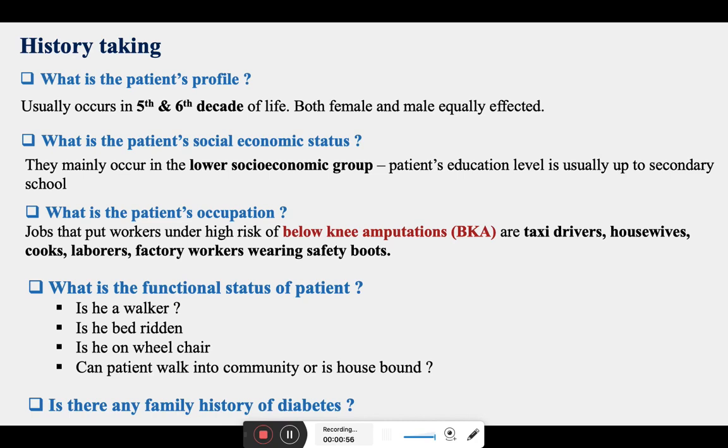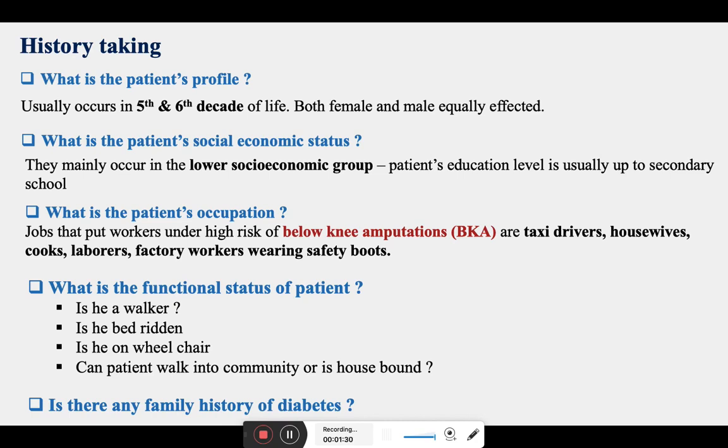Now, we know that diabetic foot ulcers are more common in the fifth and sixth decade of life. Males and females are equally affected. Patients who belong to low socioeconomic status are more prone to diabetic foot ulcers because the education level is also less. So sometimes we keep on telling patients to take proper care of their feet, but they are not able to do so.